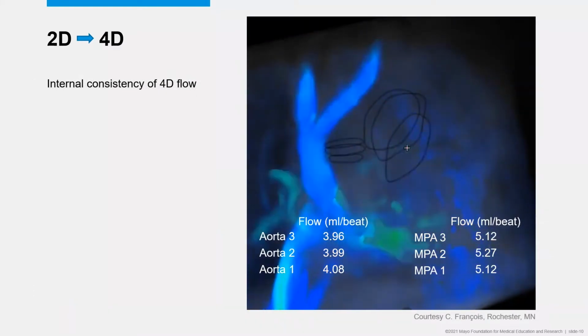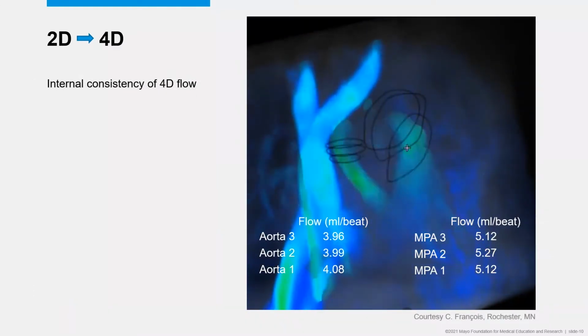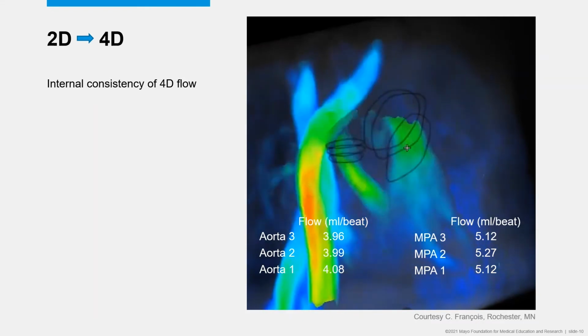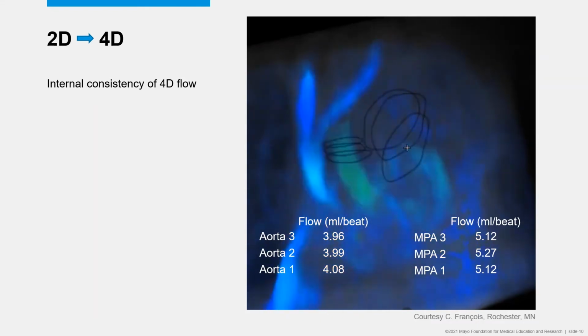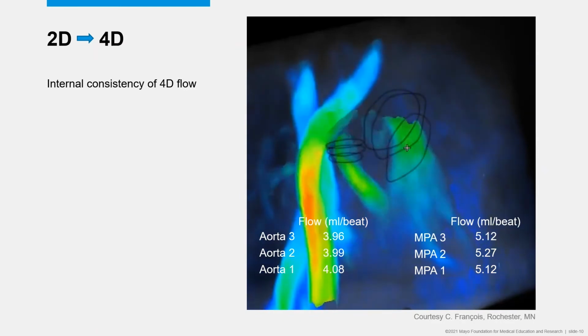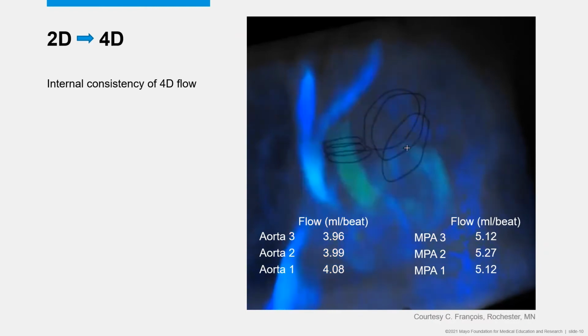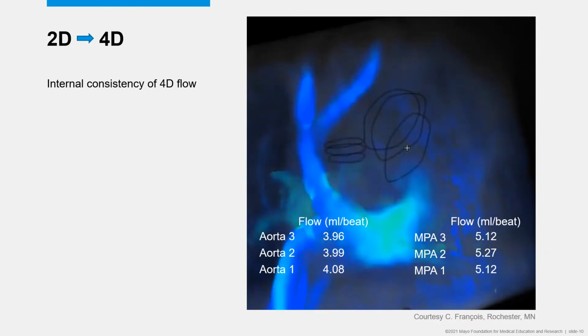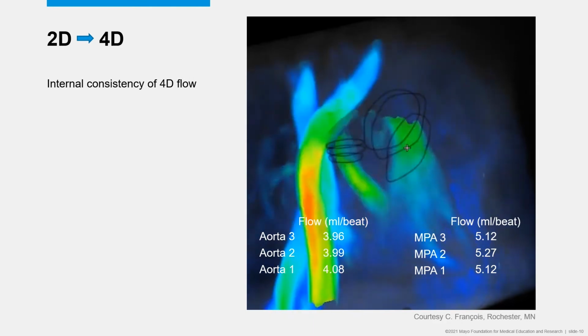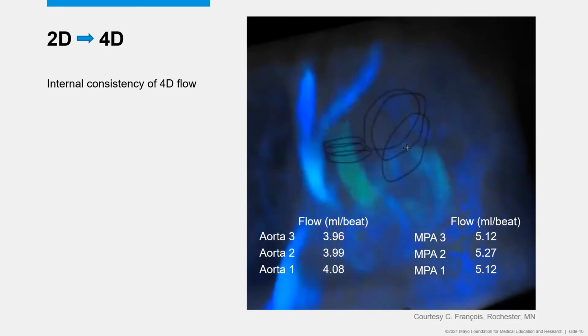Another advantage of 4D flow compared to 2D is it's very easy to check your internal consistency by placing multiple analysis planes retrospectively. This is a nice example showing the internal consistency of 3 measurements placed in the ascending aorta and main pulmonary artery. In patients, especially in patients with complex congenital heart disease, it's important to measure flow at multiple locations so you can accurately quantify flow disturbances or shunts or collaterals.